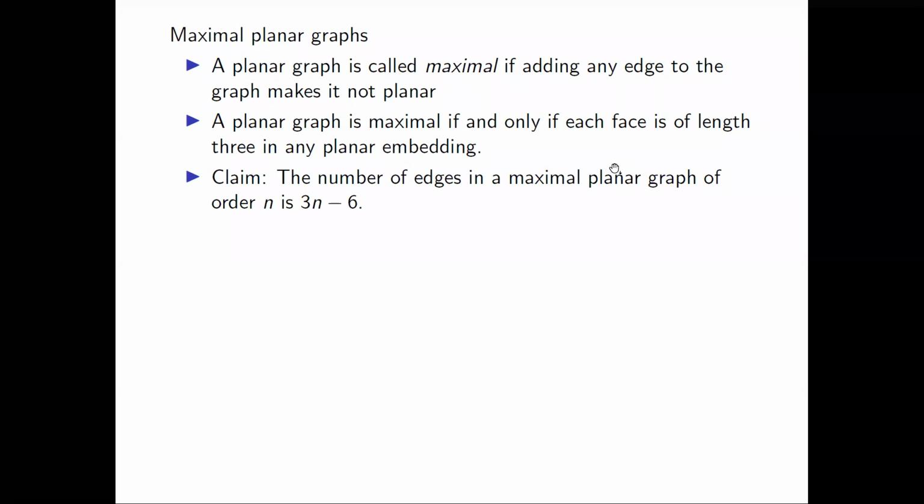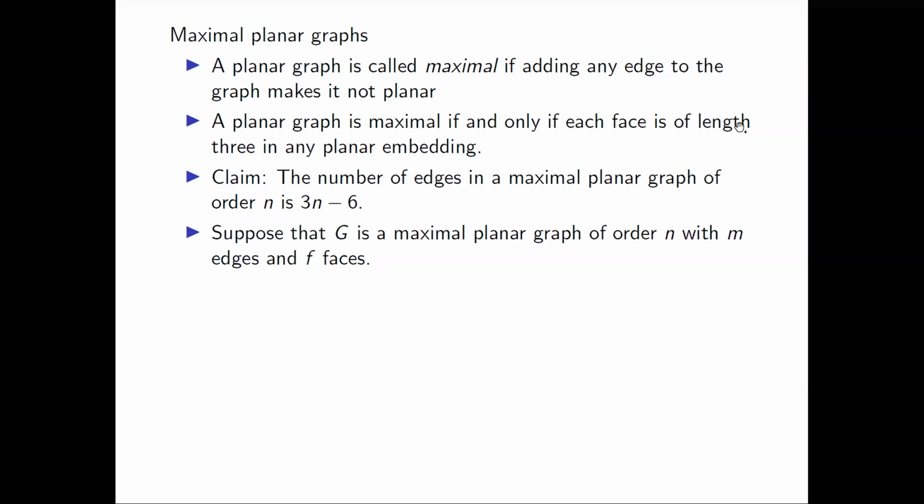So here's a claim. And we can prove this just using the definition of maximal planar graphs. And the claim is that the number of edges in a maximal planar graph of order n is going to be exactly 3n minus 6. How to prove this? We'll just take a maximal planar graph of order n, and we'll assume that it has m edges and f faces. And we're going to try to use Euler's formula here. We're going to also use this property that we just discussed, that if we have a maximal planar graph, every face is going to have length 3 in any planar embedding.